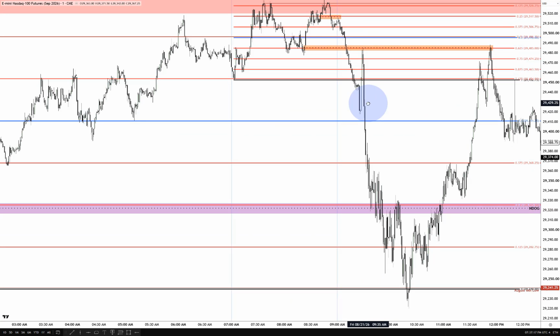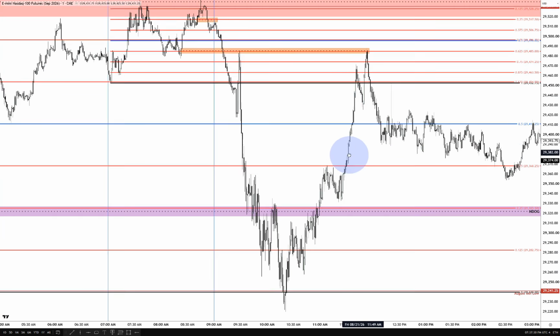And then reversal, retracing back up into the dealing range of 9:30 to 10:30. And it's bumping that high right in there. And then because it's Friday, this is going to consolidate the rest of the day and kill everybody.